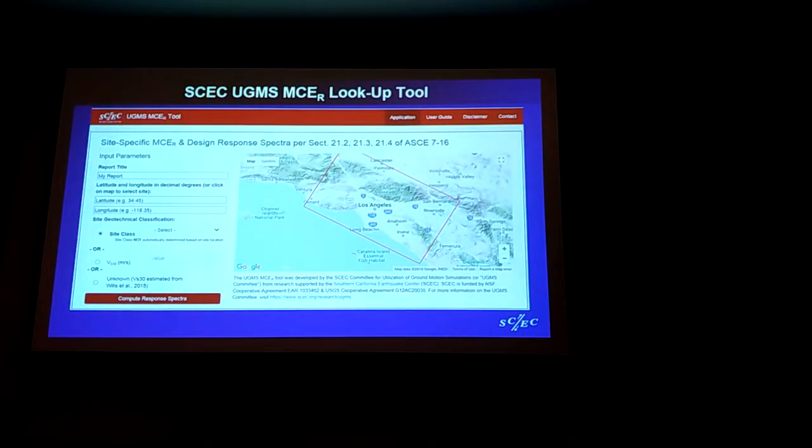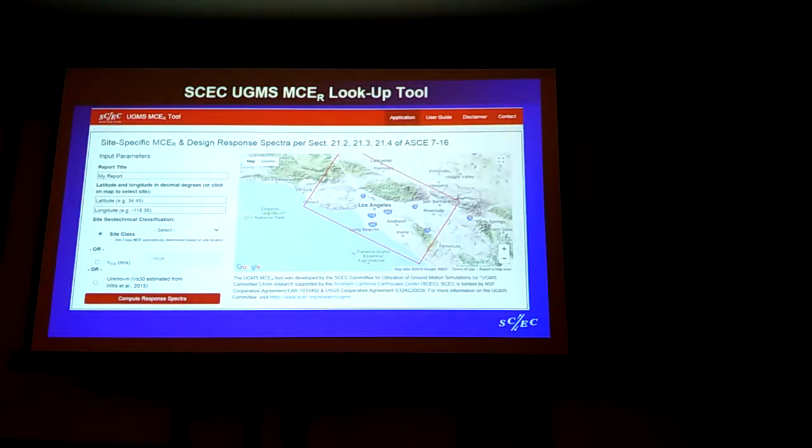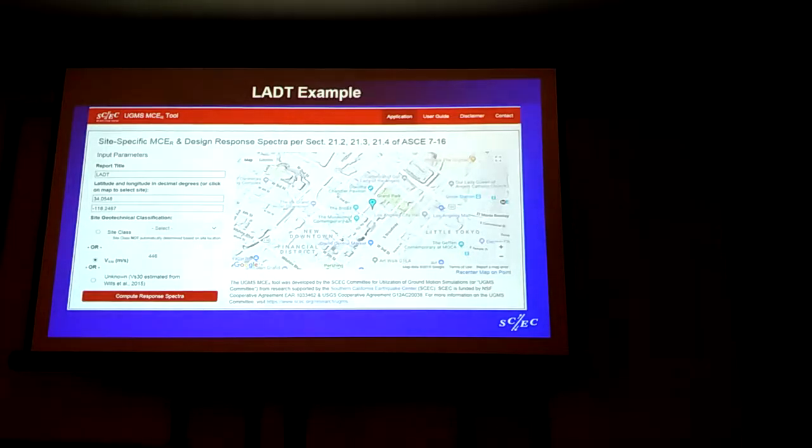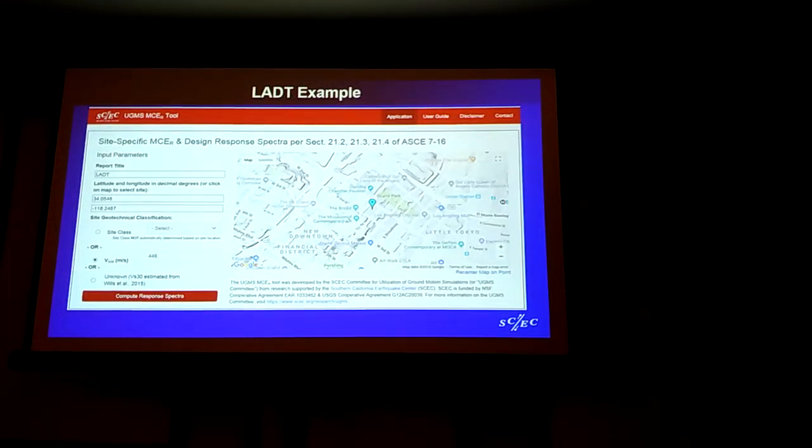So when you click on the link, it opens up to a page that looks like this. The red rectangle, anywhere within that rectangle, you can compute these risk-targeted earthquake response spectra. So let's take a look at the result for downtown Los Angeles, where most of the high-rise buildings are in the greater Los Angeles region. I just picked an arbitrary site. The results really won't vary if you're in this downtown corridor.